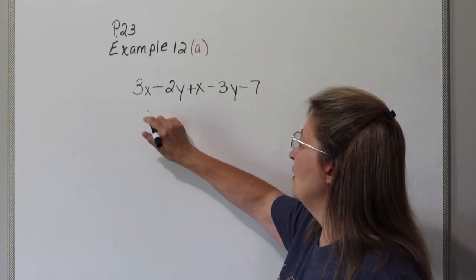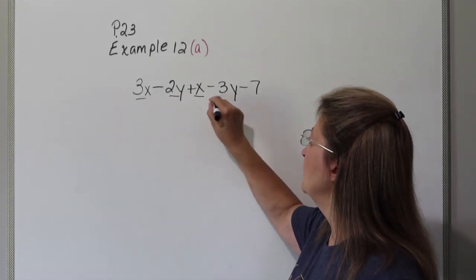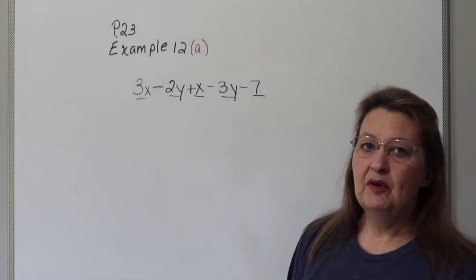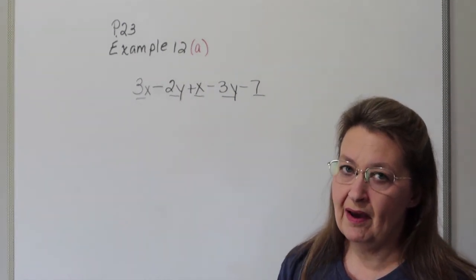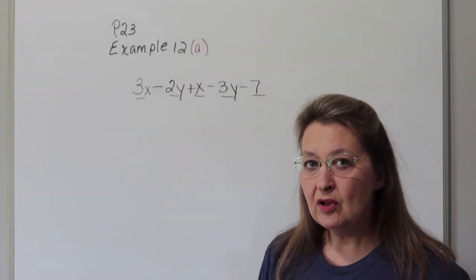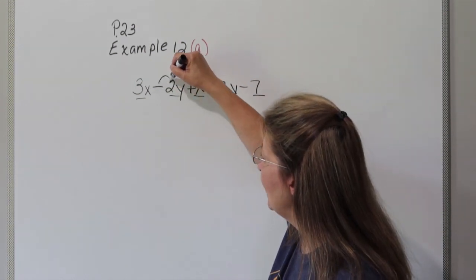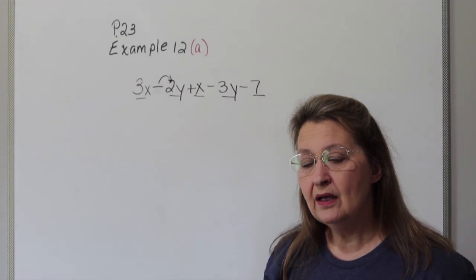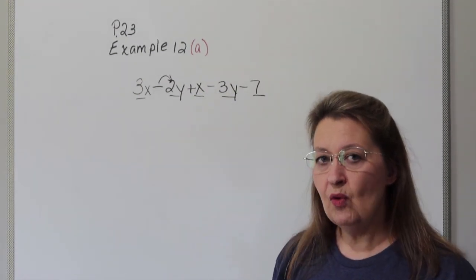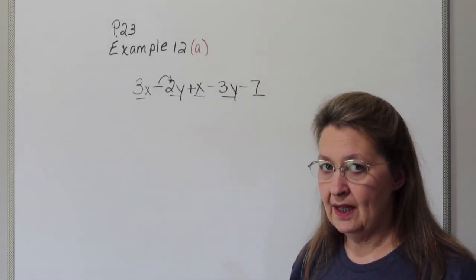How many terms do I have here? 1, 2, 3, 4, 5. Remember, terms are separated with pluses and minus signs. A sign belongs to the number that is behind it. For example, this minus sign belongs to that 2y. So wherever I move that 2y, I'm going to take that minus sign.